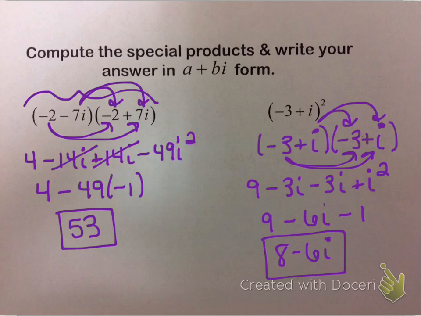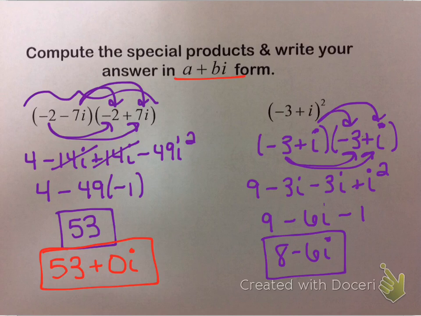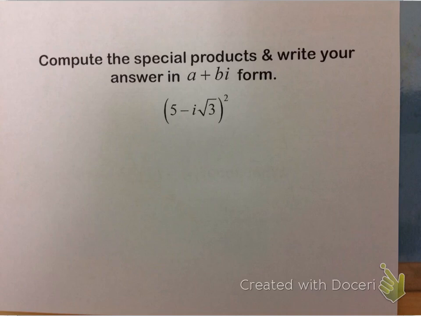Really quick before I forget, anytime a problem says to write your answer in a plus bi form, this right here, the real part is 53 plus 0i. But technically speaking, I'm not going to count it wrong if you just write it as 53, because 0 times i would become invisible. You don't have to write things that we know are there, but they're just invisible. So I'm not going to penalize your grade if you don't write it in a plus bi form, just so you know. Okay, and then I want you guys to try this one final problem for yourself.